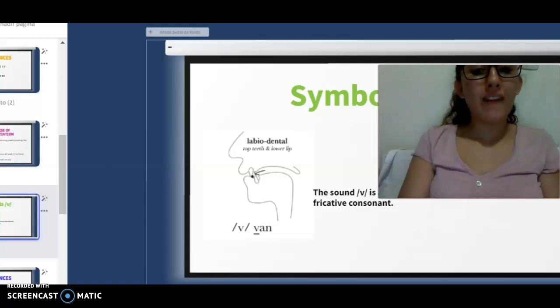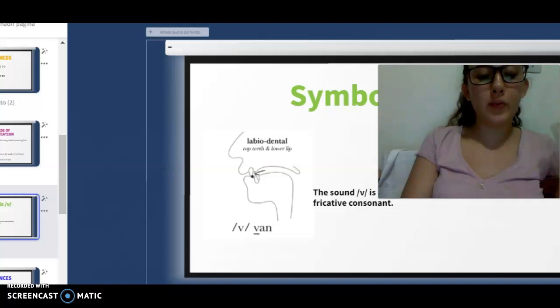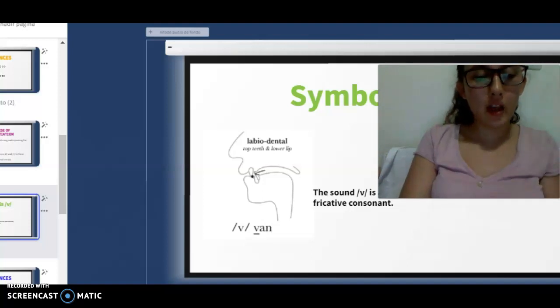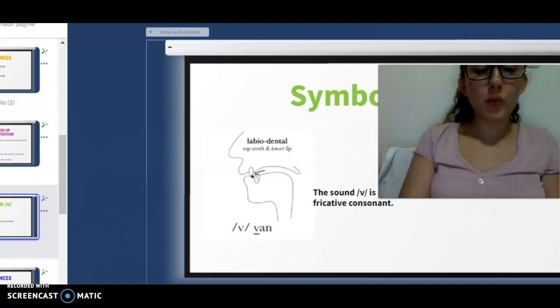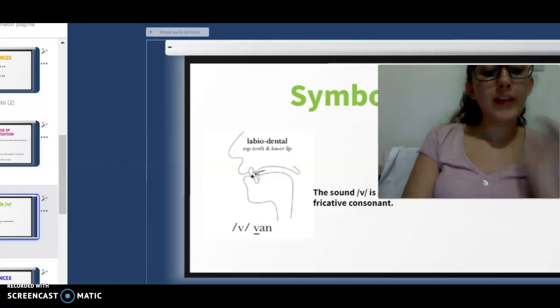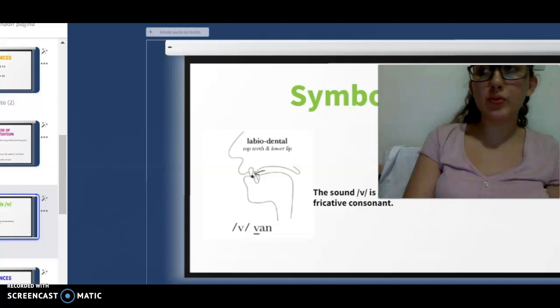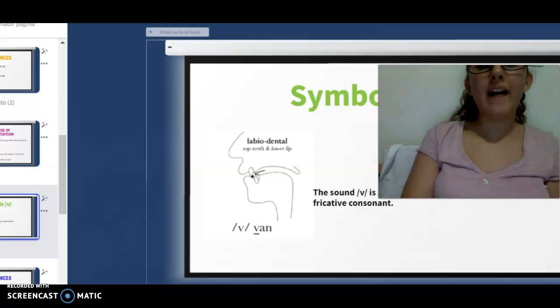The sound va is a voiced labiodental fricative. Press your upper teeth against your lower lip. Breathe out and let air escape through your teeth. Your vocal cords should vibrate.